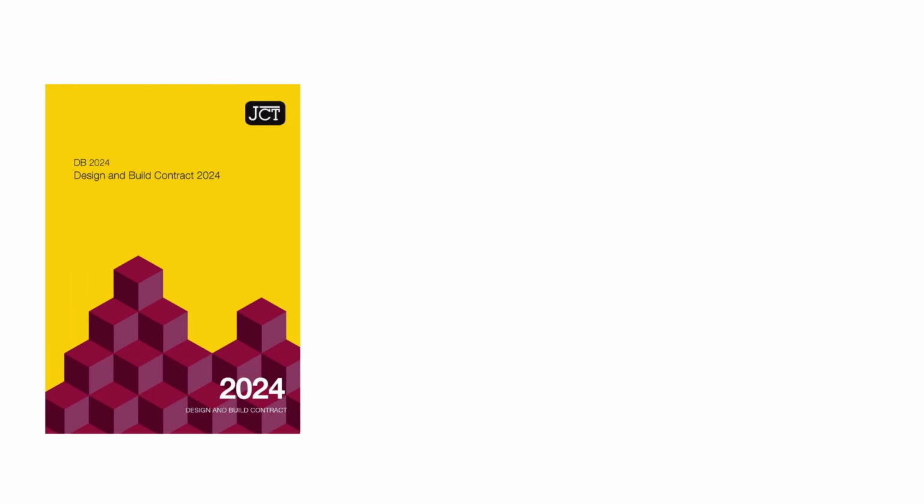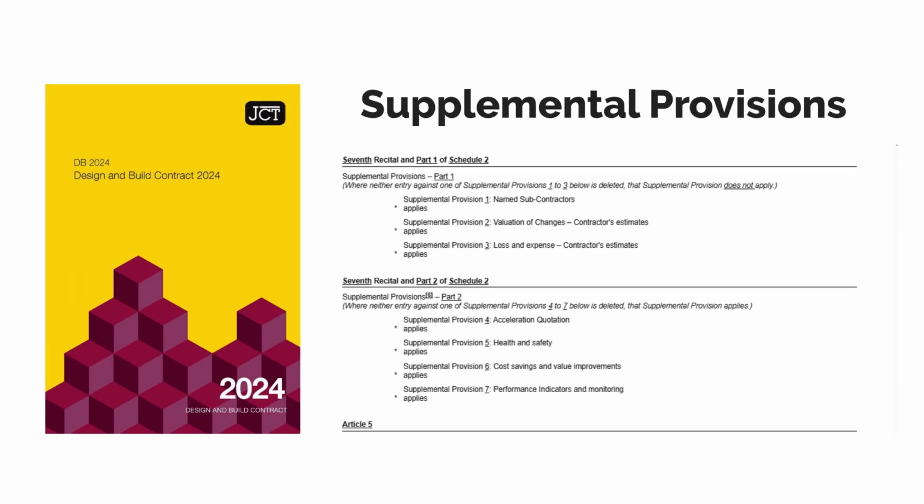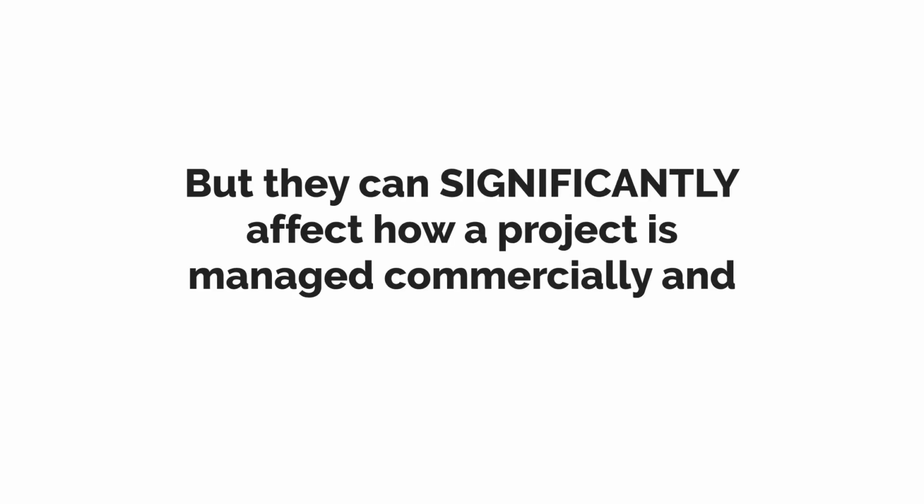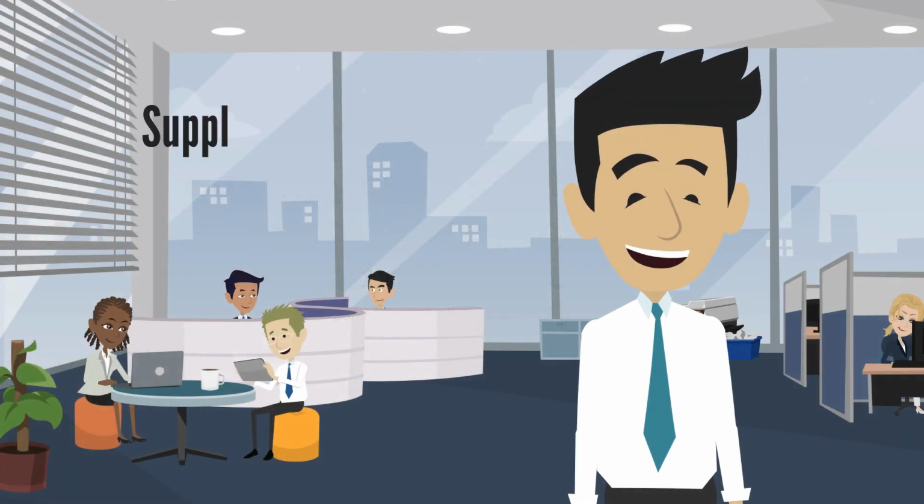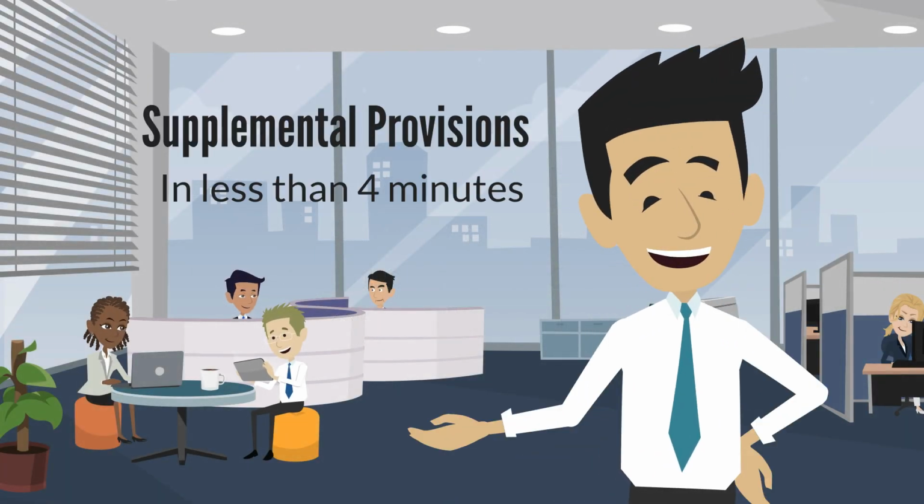The JCT design and build contract contains a series of optional supplemental provisions within Schedule 2. These provisions are often overlooked during contract negotiations, but they can significantly affect how a project is managed commercially and operationally. Here's a practical breakdown of what each one means.